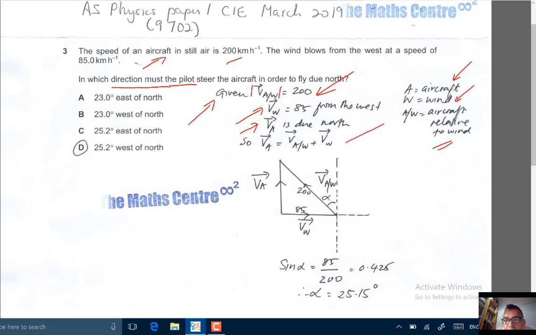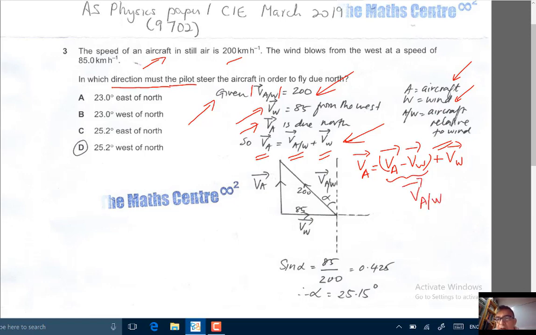So this is your relative velocity equation. Let's just use A and W. The velocity of A equals the velocity of A relative to W plus the velocity of W. You can also write it like this. This is a vector equation: vector VA equals vector VA minus vector VW, which is one vector, plus vector VW. So this thing here is vector A/W, the velocity of the aircraft relative to the wind.